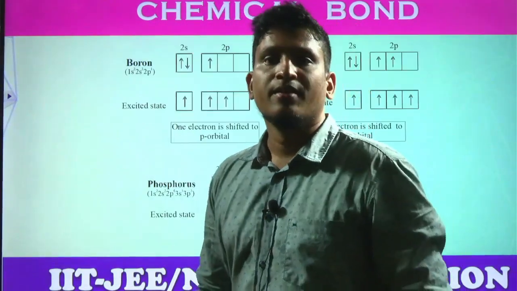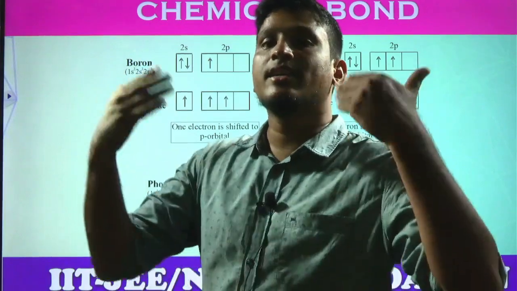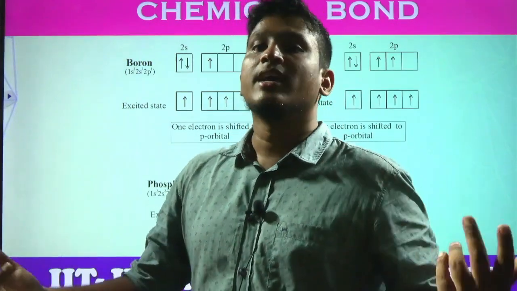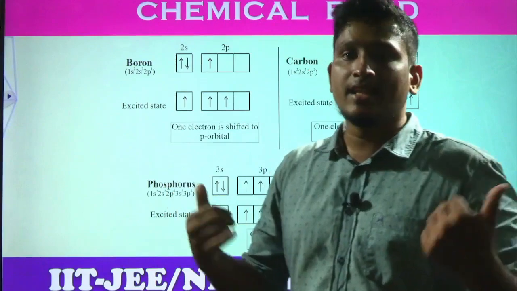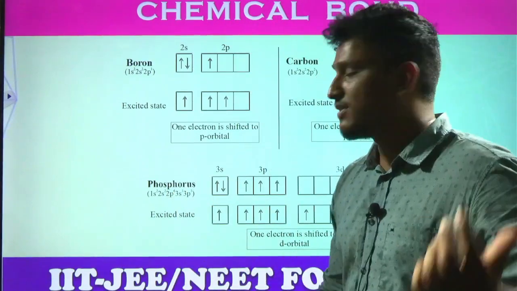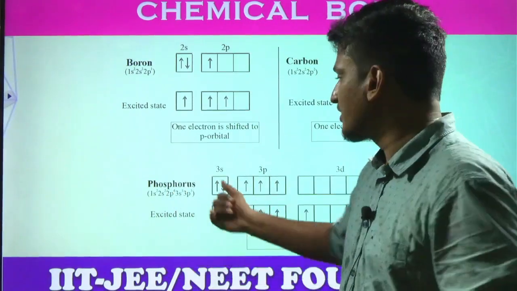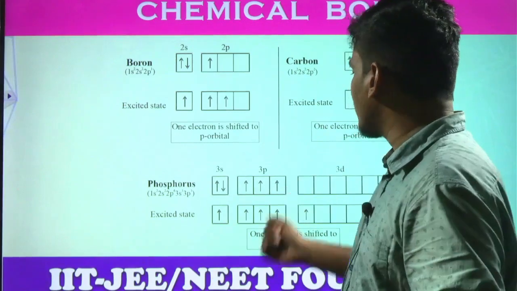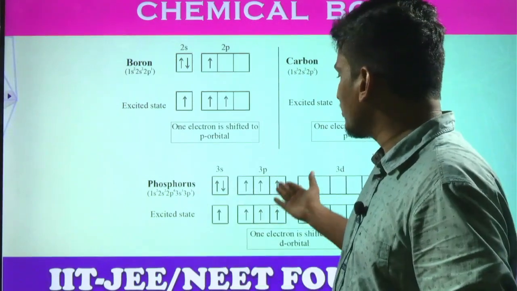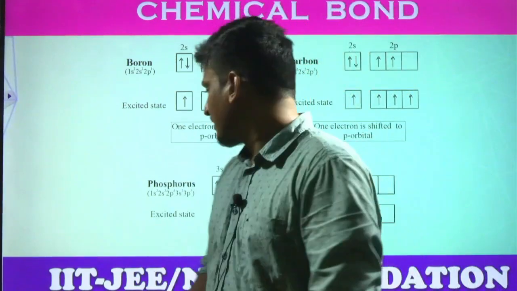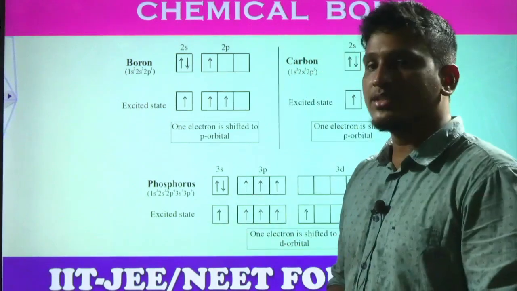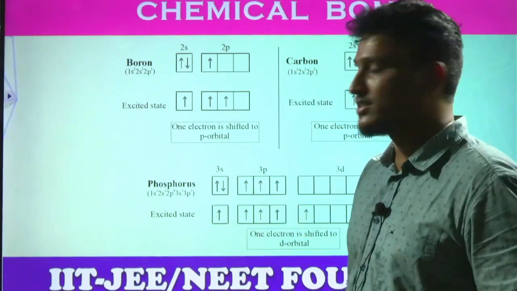So elements from their ground state can excite to the vacant orbitals to become excited state configurations, and then the chemical bond formation takes place. For example, we have one more example, which is phosphorus. Phosphorus electronic configuration is 3s2 3p3. So how many half filled orbitals are there? There are 3 half filled orbitals, students.